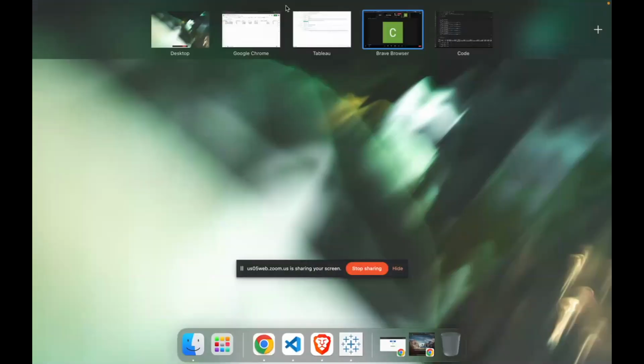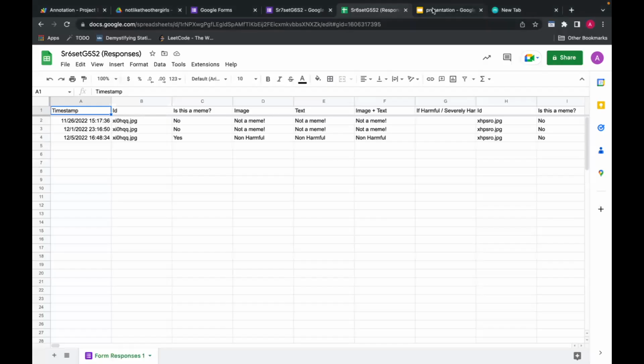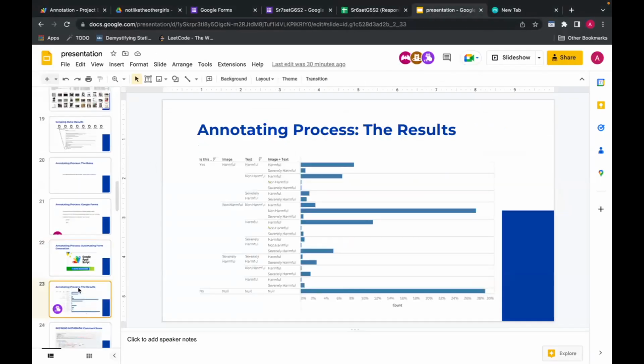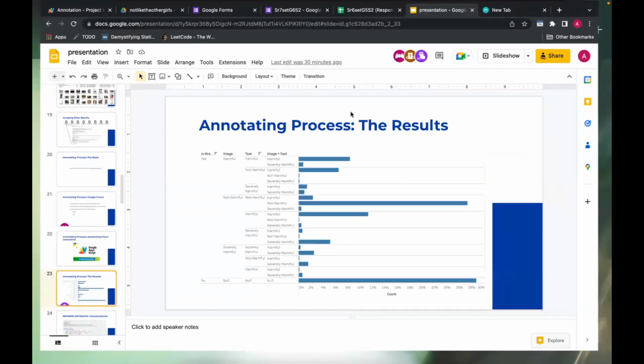So this was all about the annotation process, and we have added this in the Google form. Now Yashasvi will explain more about the metadata part.